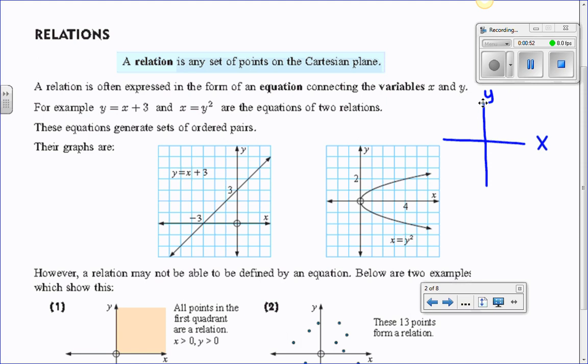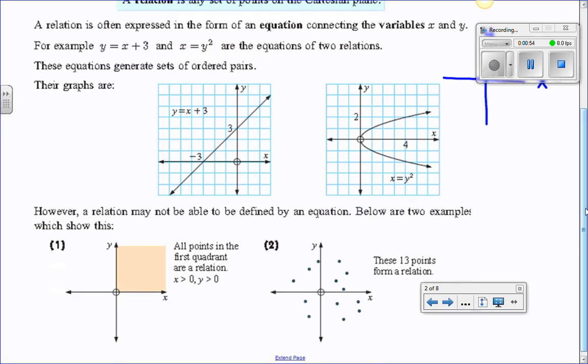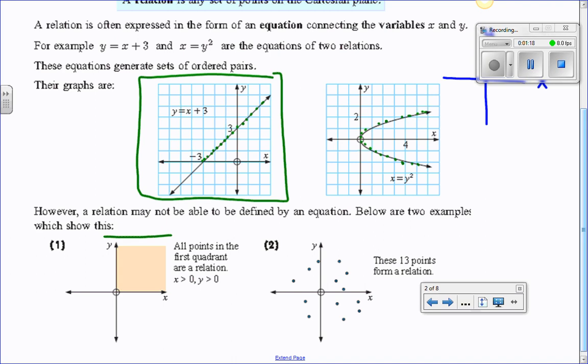An example, or several examples of those: this linear equation that's graphed here is an example of a relation because there are many, many points. There's an infinite number of points on this line. This is also a relation here. There's an infinite number of points on this function. This is also a relation here.